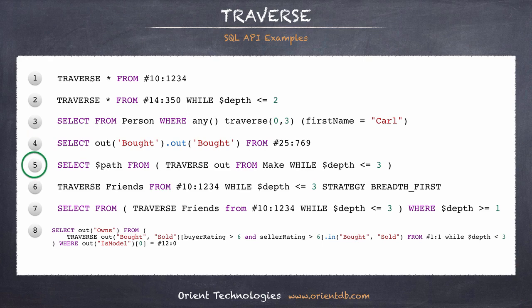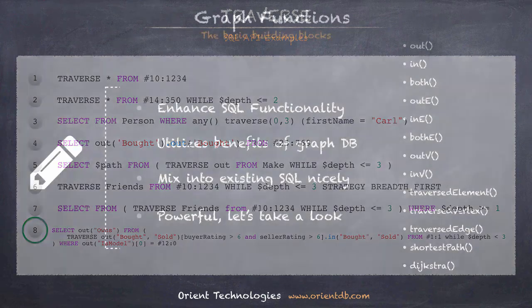5 returns the vertices that were traversed in order of traversal. 6 finds all friends of 10:1:2:3:4 to a depth of 3 using the breadth first traversal strategy. 7 returns the friends of 10:1:2:3:4 between the depths of 1 and 3. Finally, 8 traverses through all transactions attached to 1:1, including buyers and sellers, up to 3 levels in depth that also has a buyer or seller rating greater than 6.